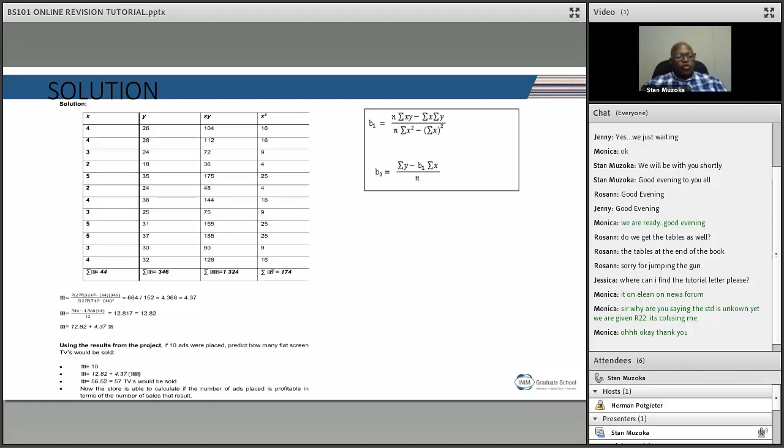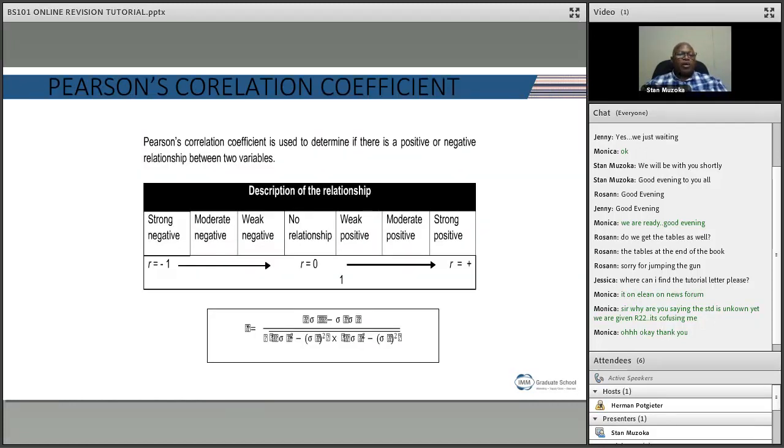You then substitute x for 10, and you then get your y, which is 56.52. Therefore, if you place 10 adverts, you are likely to sell 56.52 TVs or televisions. That is your linear regression forecasting.